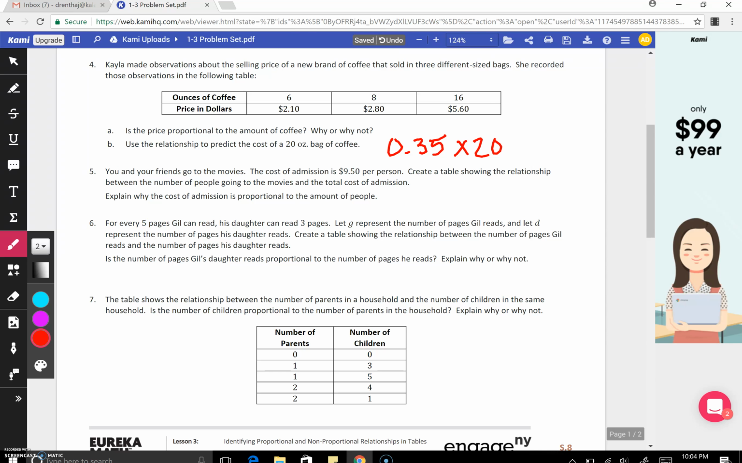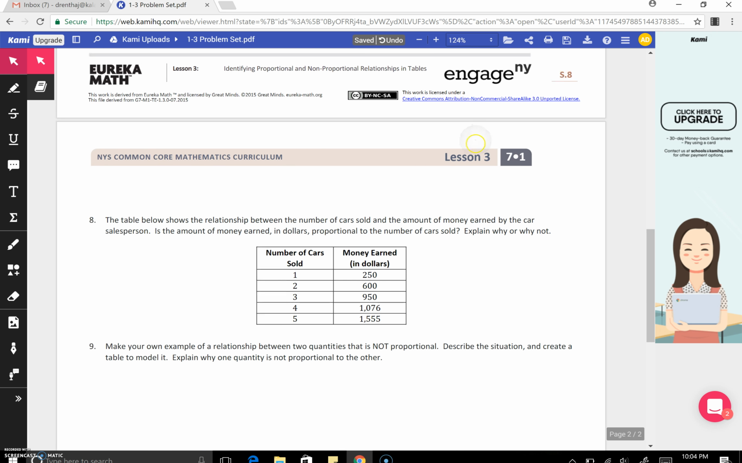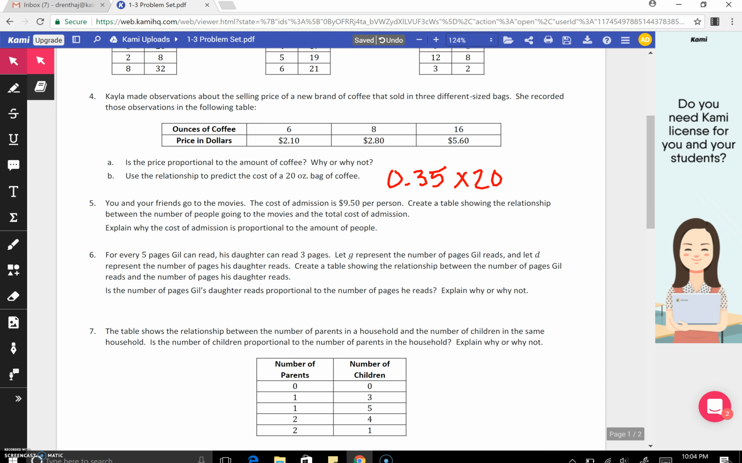Moving on to question number 5. You and your friends go to the movies. The cost of admission is $9.50 per person. Create a table showing the relationship between the number of people going to the movies and the total cost of admission. We're going to work on number 5 together. I'm not going to have time to do that one on the video. These ones are going to be a little bit lengthy for me to do at the moment, so we're going to work through these final ones together. May just pick and choose a couple. We'll take a look at these together right now in class.